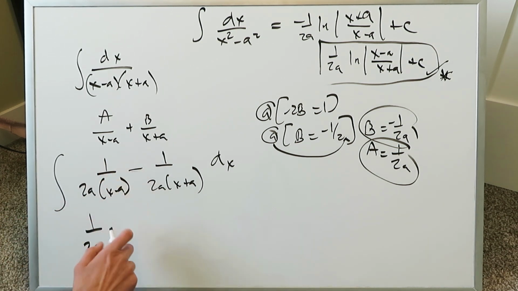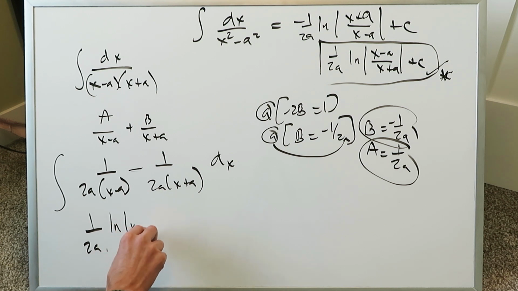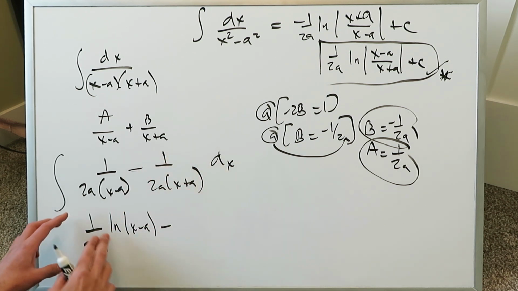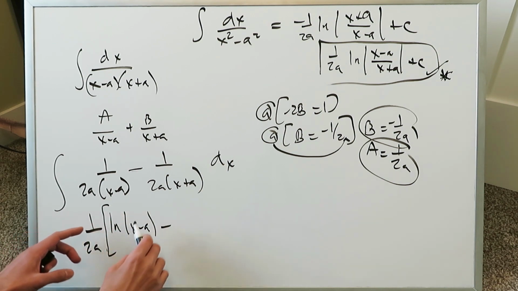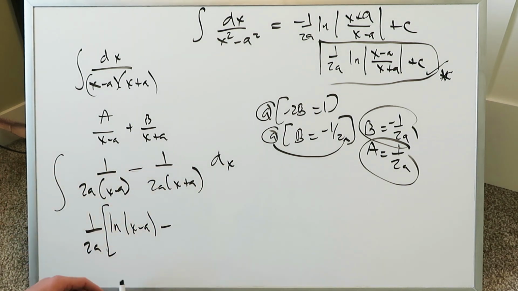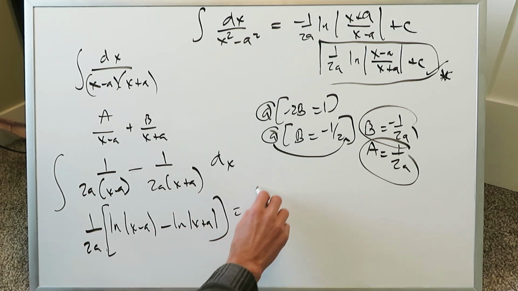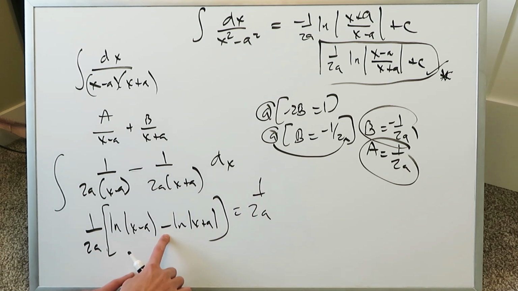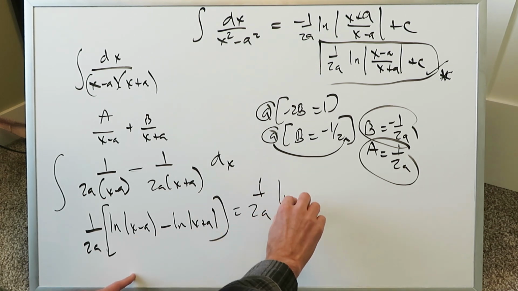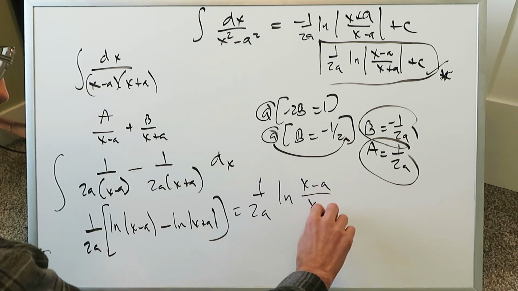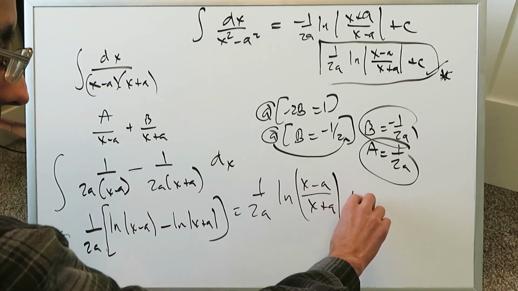The antiderivative of 1 over x minus a is natural log x minus a. Then you have this minus. The antiderivative of this, remember I've pushed the 1 over 2a out like it was part and isolated out, is natural log x plus a. Now when you combine this, you're looking at 1 over 2a. The difference of logs is equal to their quotient, right? Natural log x minus a over x plus a, and then you have plus c.